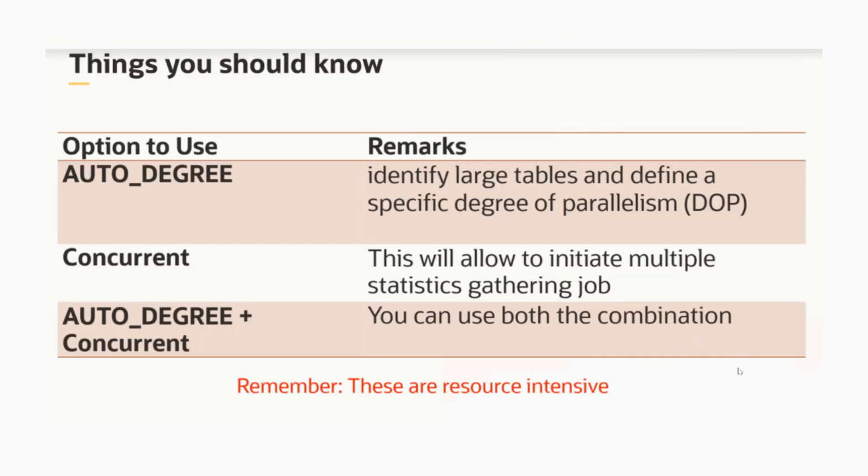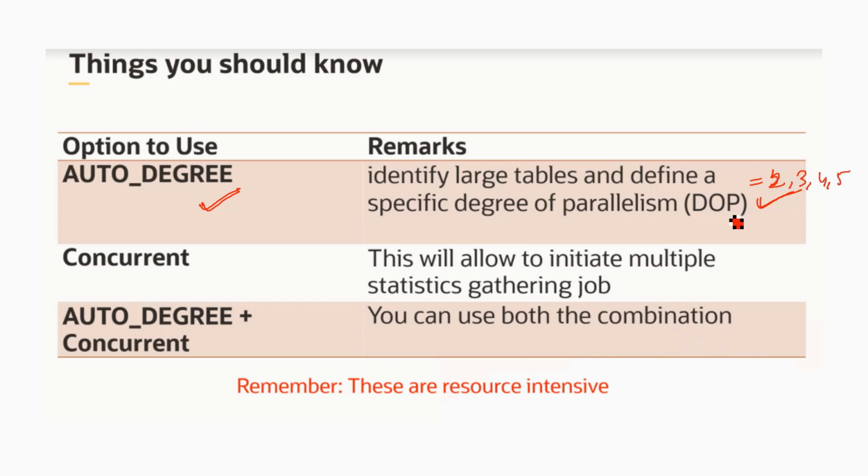So let's see these parameters, auto degree and concurrent. What happens here? If you're using the parameter auto underscore degree, it will identify large tables and define a specific degree of parallelism, DOP. It is asking for applying or running the jobs in parallel. It can be 2, it can be 3, it can be 4, it can be 5.